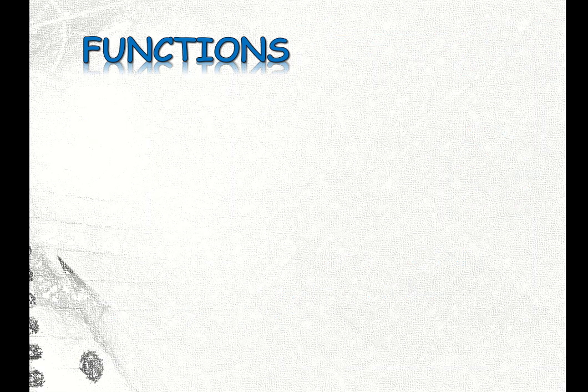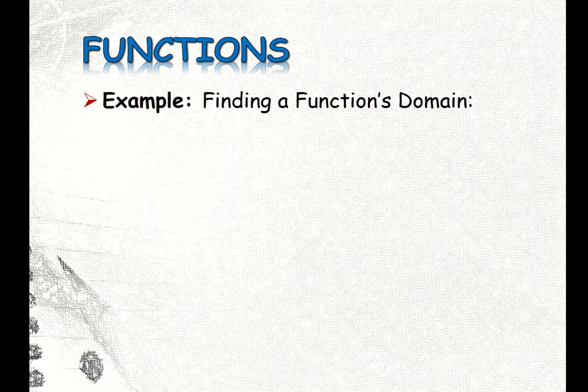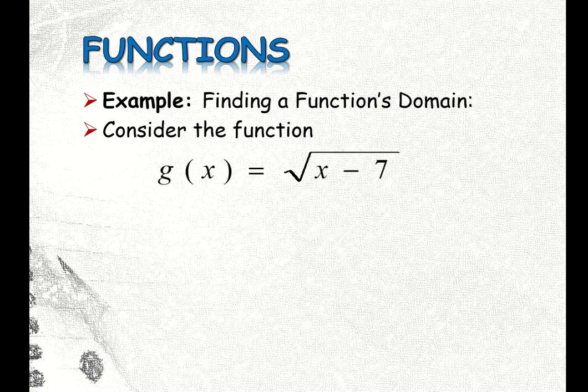Next example, finding a function's domain. We have a given function here that is in radical form. So function of x or g sub x equal to the square root of x minus 7. So ano yung condition kanina sinabi? The first one is avoid dividing by 0. We have that example already.